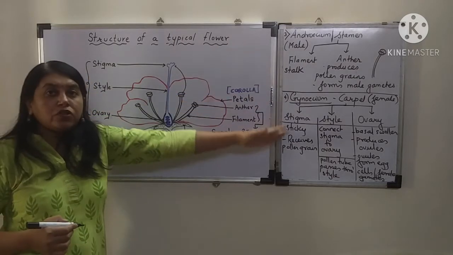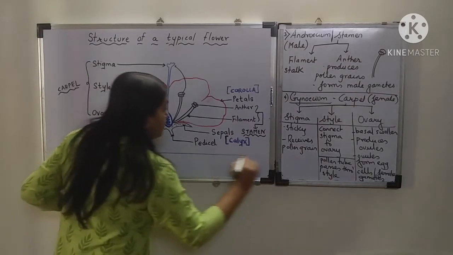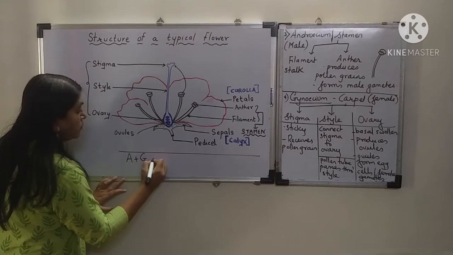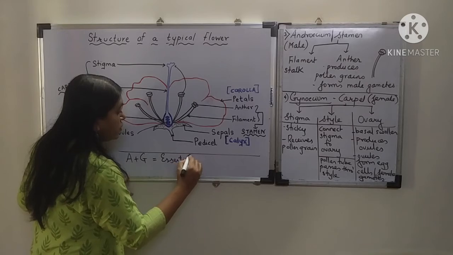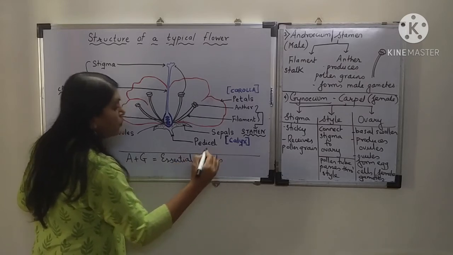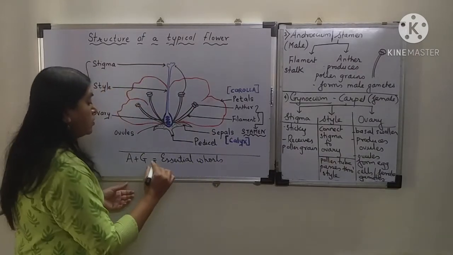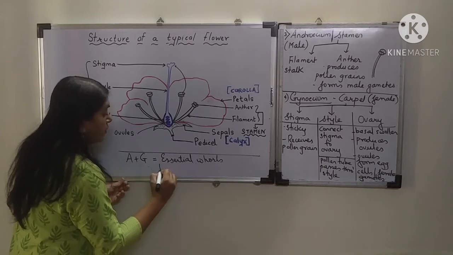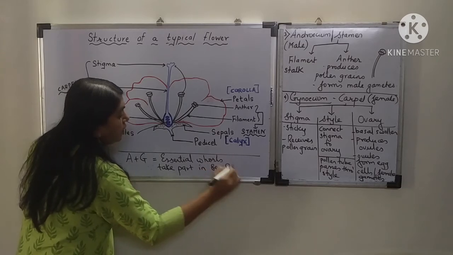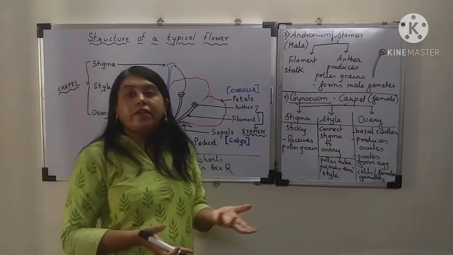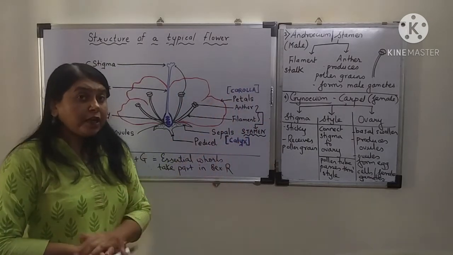Okay, so we have discussed androecium and gynoecium and the outer whorls also. Next line you will write: androecium and gynoecium, very, very important, these two are essential whorls of the flower. Why essential whorls? Because they take part in sexual reproduction. They are directly involved in sexual reproduction because they are forming the gametes. So this is how you will explain androecium and gynoecium.